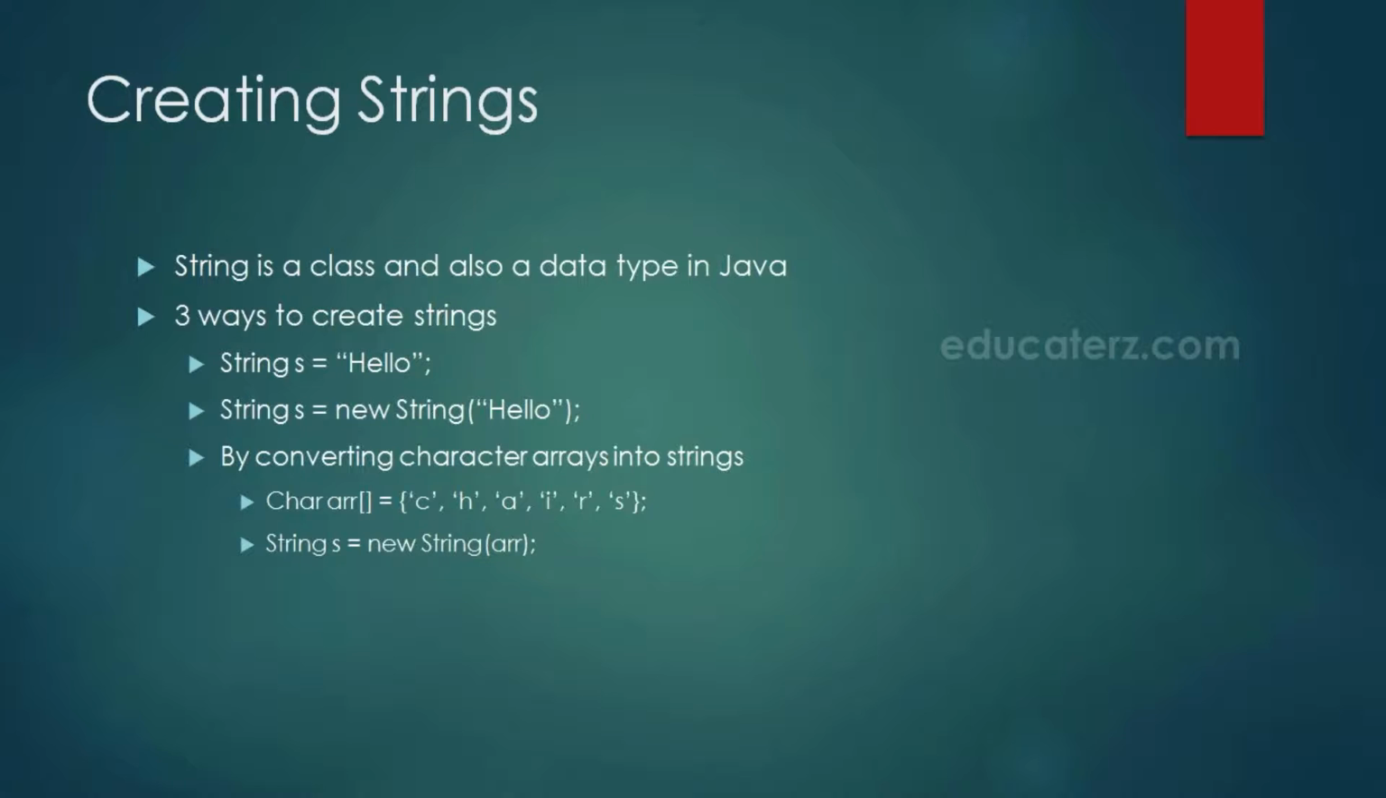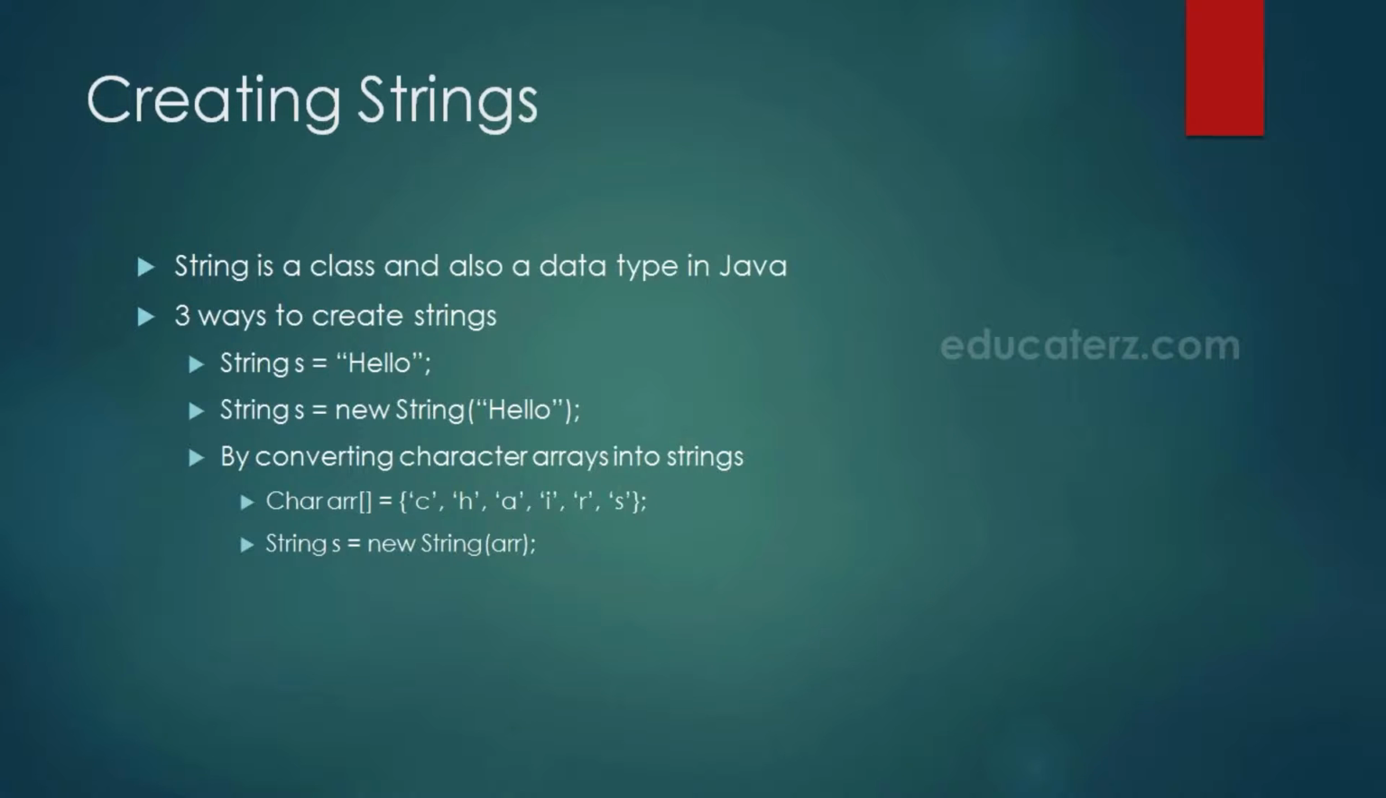In C++ like languages, a string represents an array of characters where the last character will be \0, which is the null character. This null character represents the end of the string. But this is not valid in Java. In Java, a string is an object of a class called String, which is located in a package called java.lang. So a string is a class and also a data type.